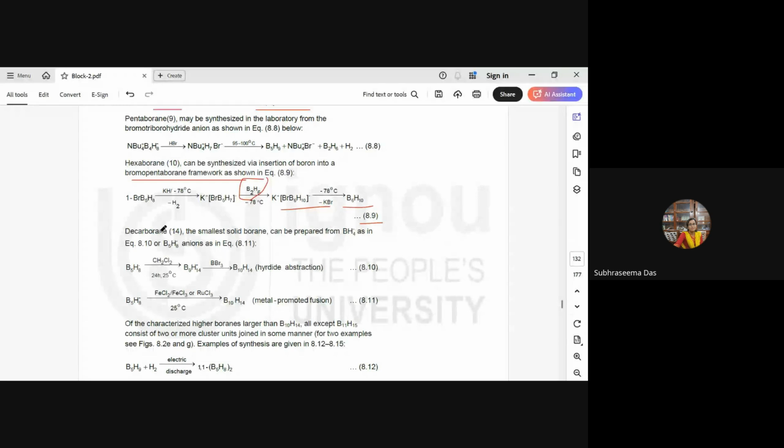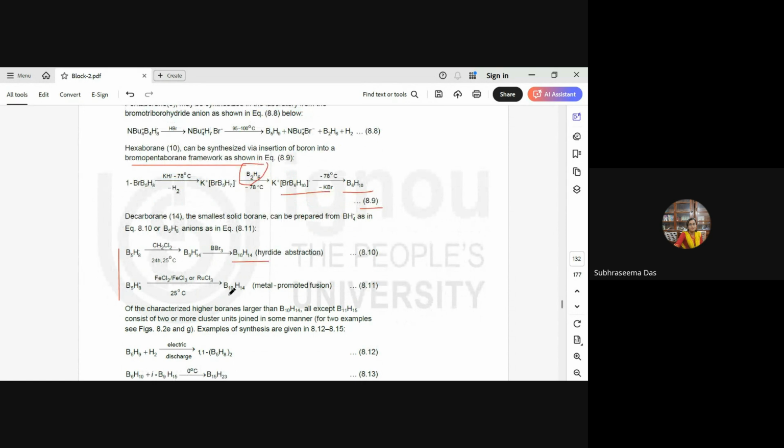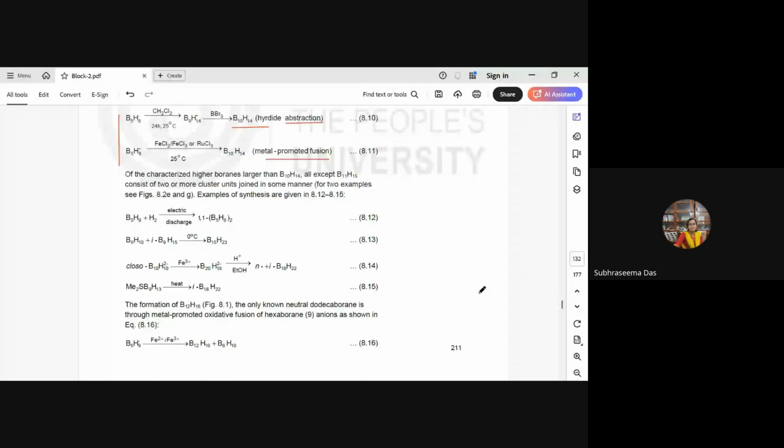Then there is decaborane, the smallest solid borane. It can be prepared from BH4 minus by the process shown in the equations. From two pentaborane molecules it forms B10H14, and also this pentaborane forms B10H14, by hydride abstraction and also by metal promoted fusion reactions. Of the characterized higher boranes larger than B10H14, all boranes except B11H15 consist of two or more cluster units that are joined in some manner. Examples of synthesis are shown in 8.12 to 8.15.